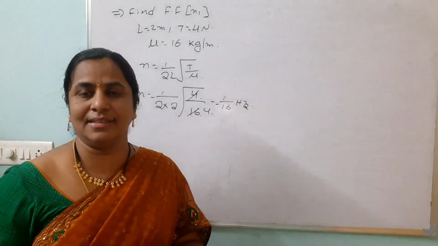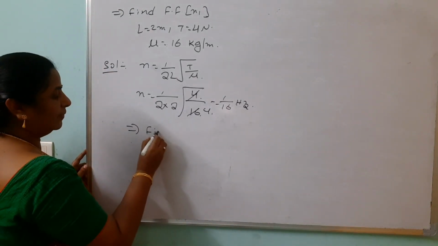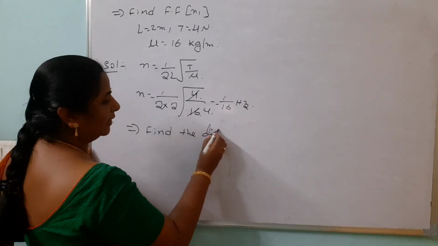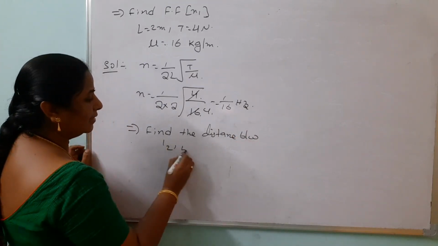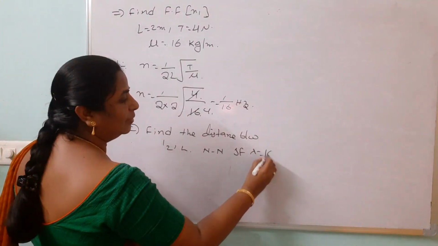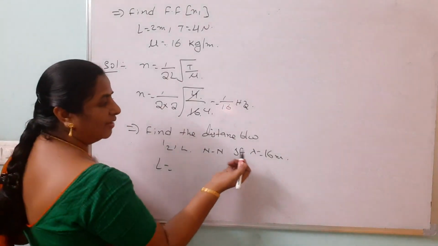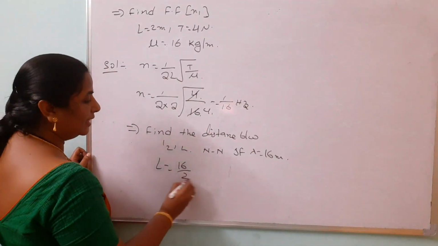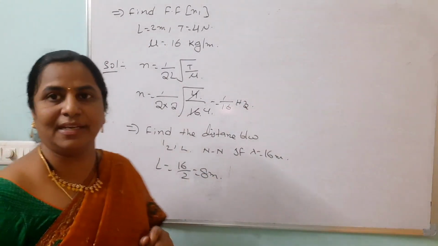In some cases, look here, find the distance between two successive nodes or antinodes if lambda equals 16 meters. Simply, half of the wavelength gives the distance between two successive nodes. So 16 by 2 is how much? 8 meters. This is how you should do the calculations.